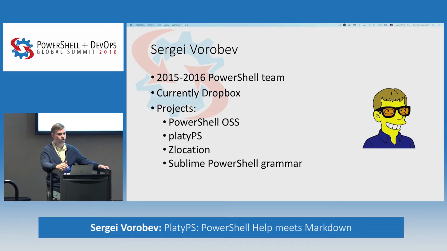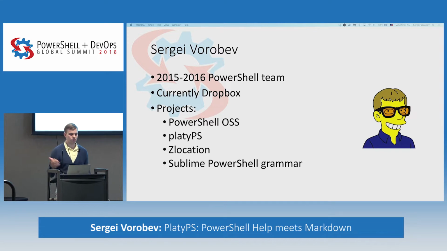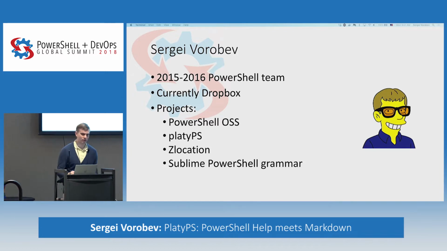So just quick introduction about myself. My name is Sergei. I worked for a couple of years on the PowerShell team. Currently, I work at Dropbox as a software developer. And in the PowerShell community, I was working on a few projects. You may see in my avatar, it's the PowerShell open source project itself. It's PlatyPS, which we will talk about today, and a couple of small pet projects, Z-Location and Sublime PowerShell Grammar, which is used by GitHub for syntax highlighting as well.